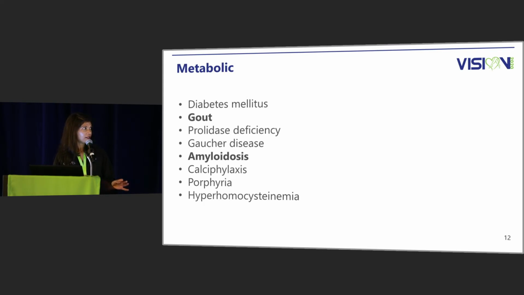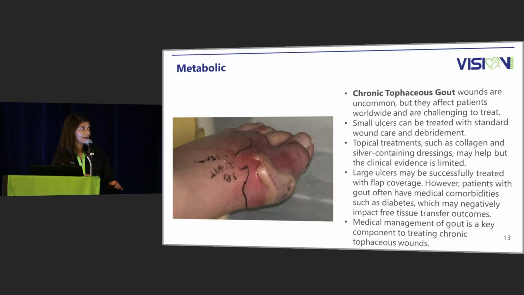Metabolic, we have diabetes, gout, prolidase deficiency, Gaucher's, amyloidosis, calciphylaxis, porphyria, and hyperhomocysteinemia. So gout, this is something that you may see quite often. I do see this in my office a lot. Tophaceous gout wounds are uncommon, but it's a worldwide problem and challenging to treat. Small ulcers, usually on the foot, typically in the area of the great toe. Topical treatments for that, collagen, silver-containing dressings. Large ulcers may require flaps, and the key to treatment is medical management of the gout.